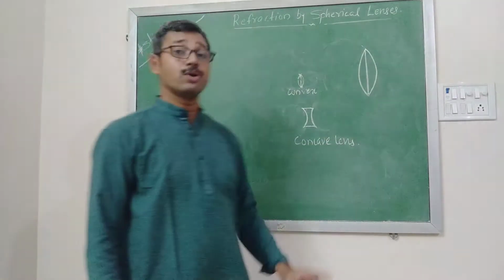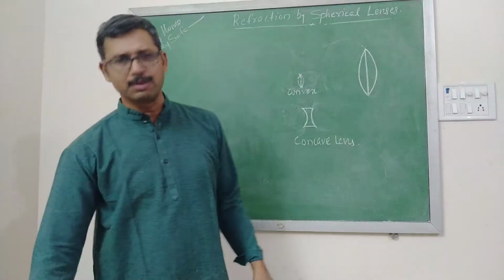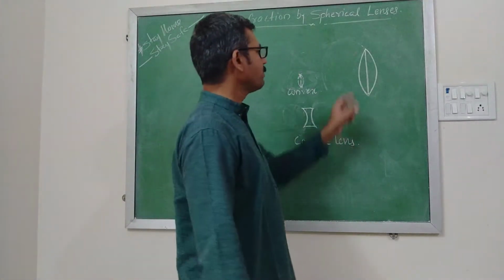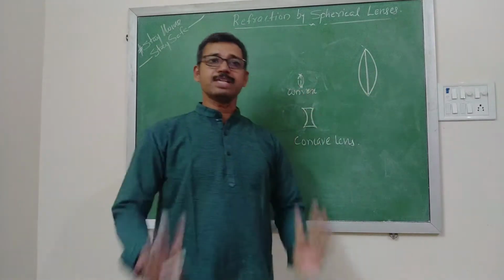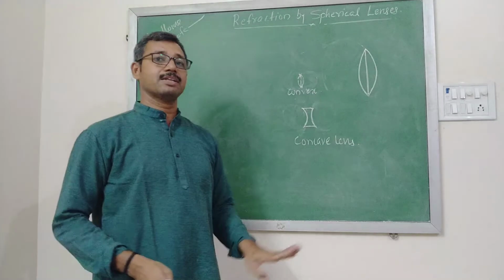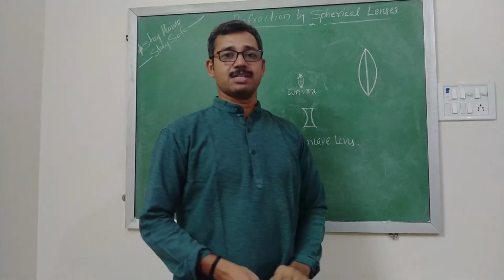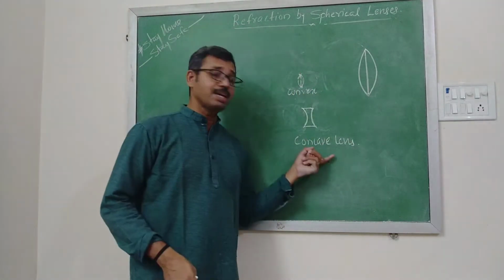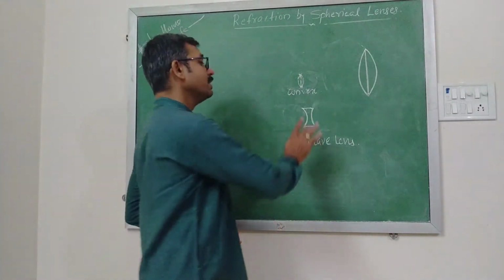Normally the double convex lens we won't tell it as double convex like that. We will just say that it is a convex lens. So just a convex lens means you must understand it is a double convex lens. Like that, just a concave lens means you must understand that it is a double concave lens.